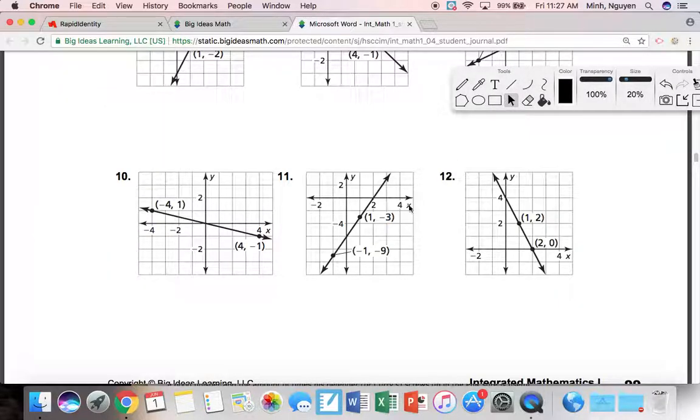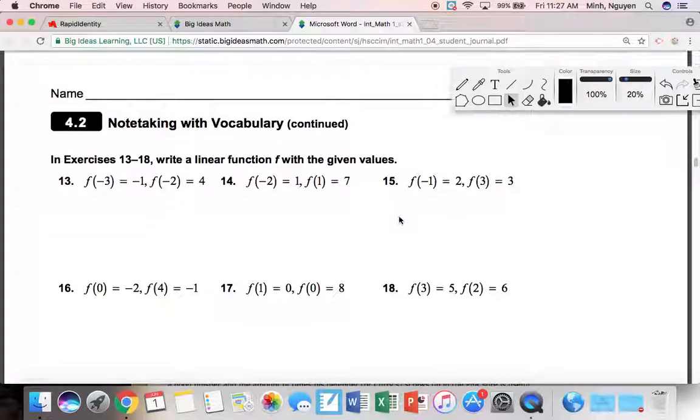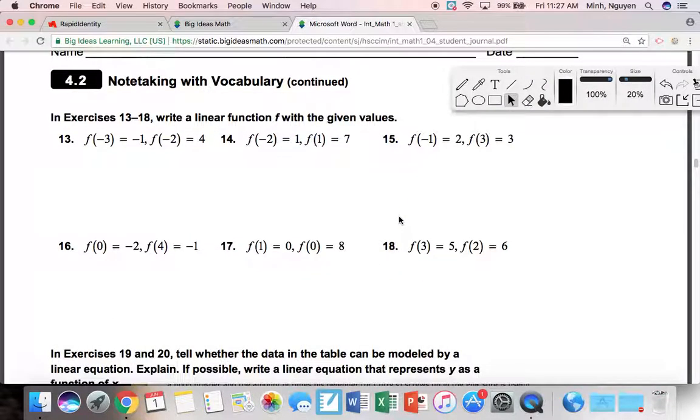Alright guys, I have some more practice. Write a linear function f with the given values. So how do you do that? You have to find the slope. How do you find the slope? Before you find the slope, I think it's just easier for you to write it as an ordered pair.